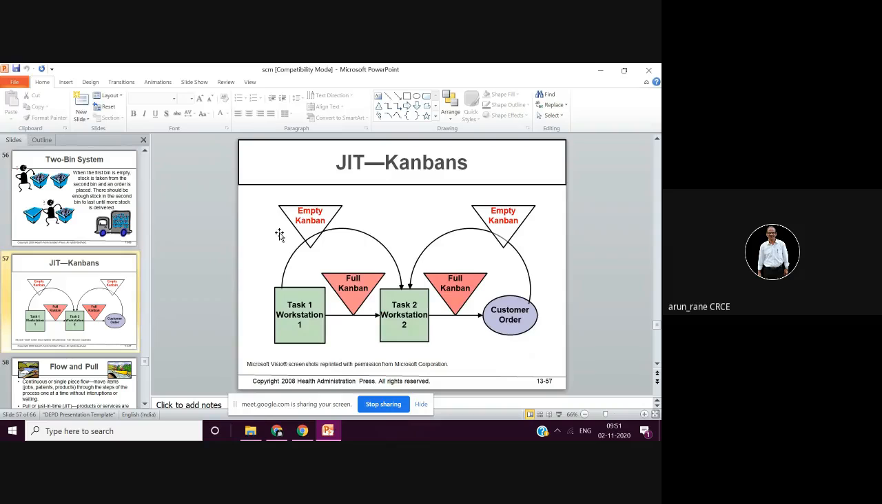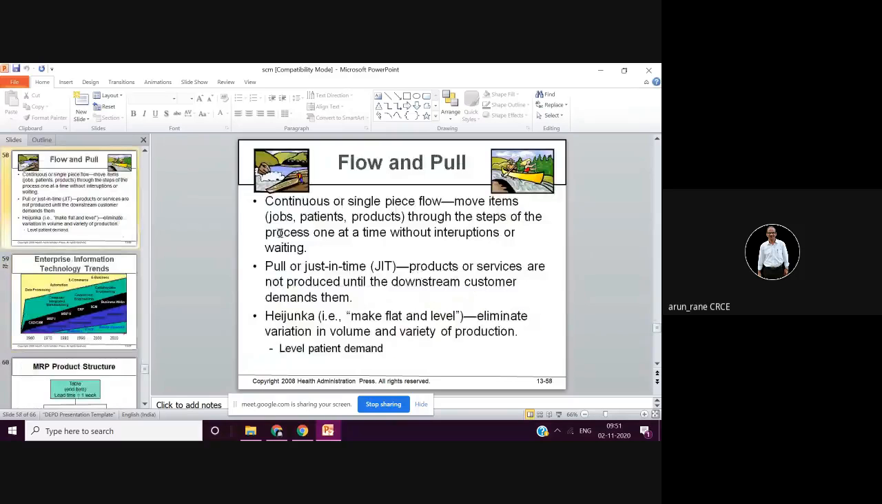And for that triggering, you have to issue a card, and that card is nothing but a Kanban card. So once one bin is empty, the Kanban card is issued. Now ours is a pull system, or just in time.